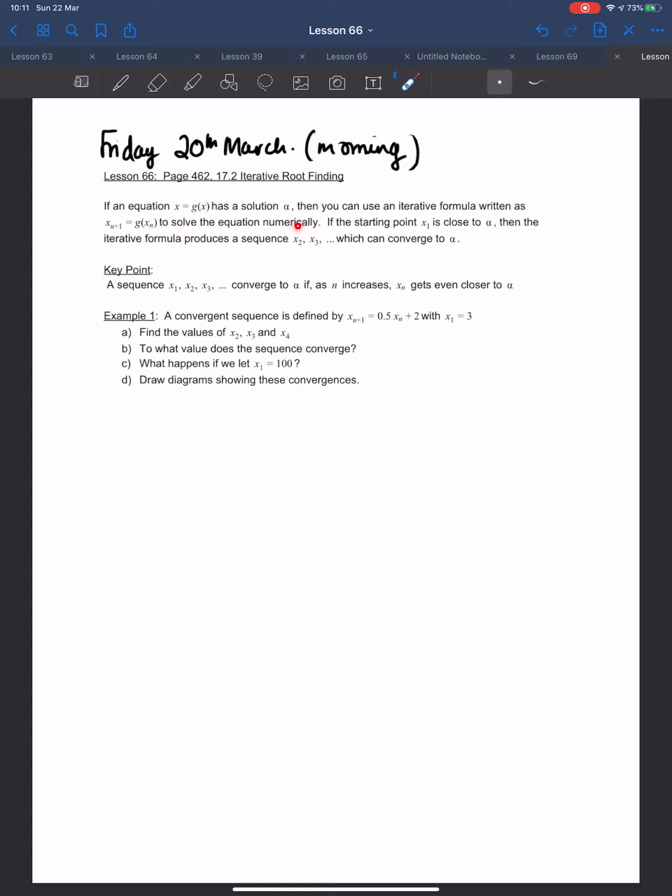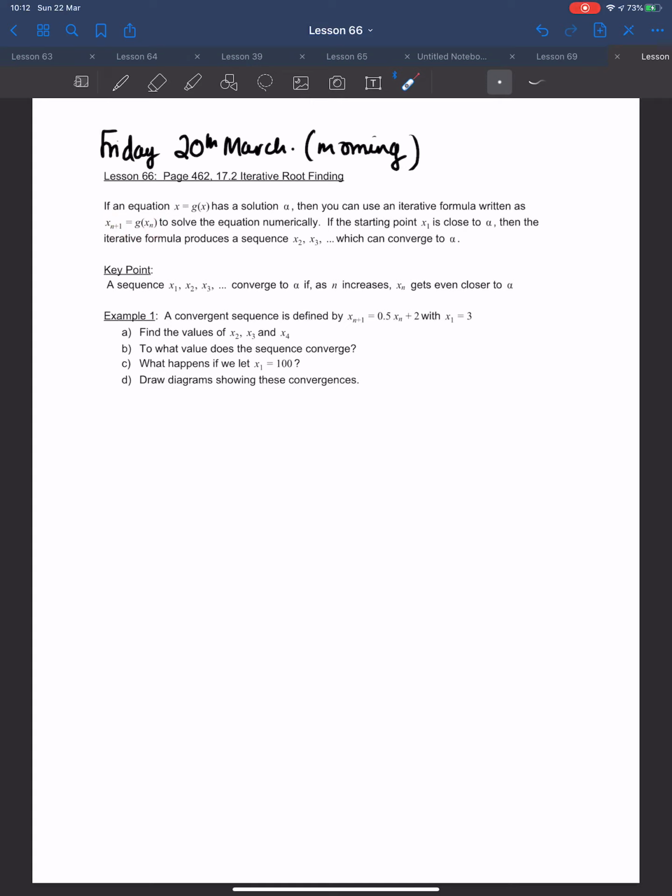Again, this becomes clearer with an example. But basically, x_n is the value that you've got. You apply g to it, whatever, if it's x cubed plus 3 or whatever. That will give you the new value. And then you put the new value in, apply g to it, and you get another value. And you go round. That's an iteration.